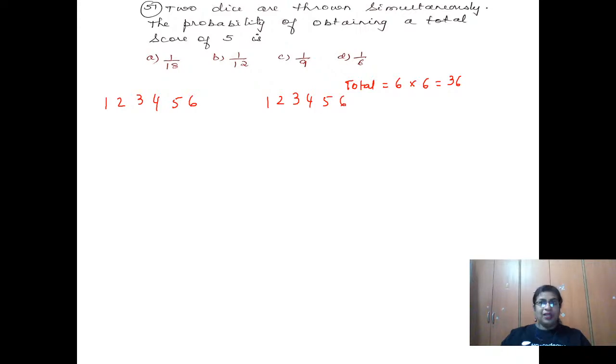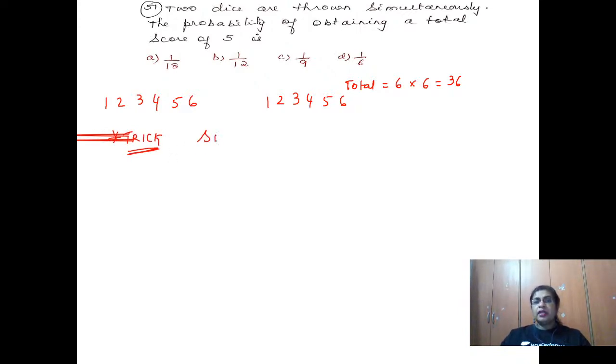Now the trick goes like this. Which is the minimum sum you can get when you add the two numbers? 1 plus 1, which is 2. Which is the maximum sum you can get? 6 plus 6 is 12. That is the maximum sum. You can't go beyond that, nor can you come below 2. So this is a trick for you.